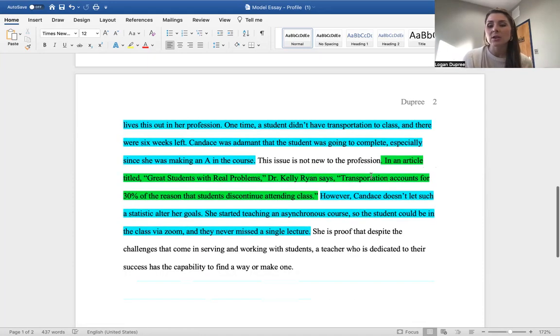This issue is not new to the profession. In an article titled, and you see how I've integrated the information that's necessary. I didn't just say in some research I found. I didn't just say in an article it said. I'm pointing directly to what article I utilized so that then the reader can go look at the works cited list and find that work.